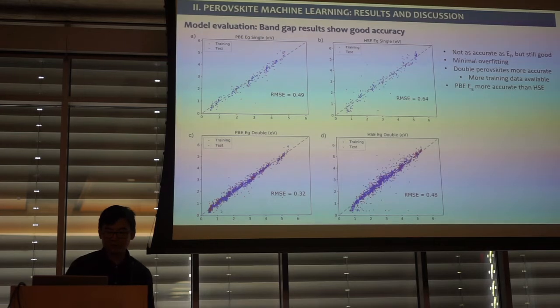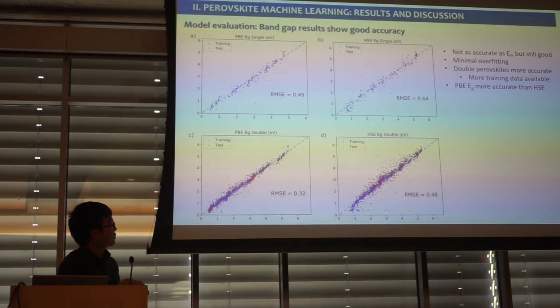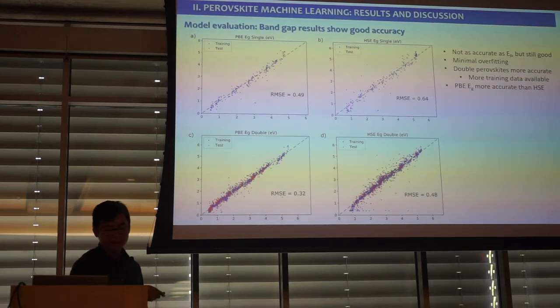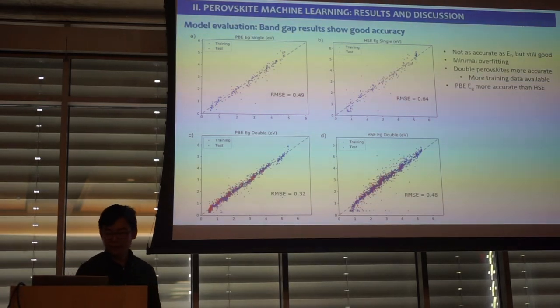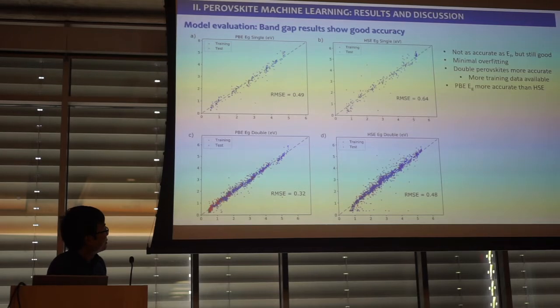Okay, so here are our band gap results. We see that there's a little bit more spread compared to the formation energy. We have a little bit higher root mean squared error. So we don't have as high an accuracy, but still have decent results. We don't really see too much overfitting.